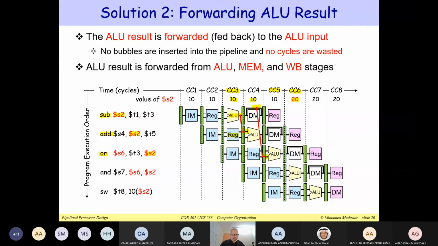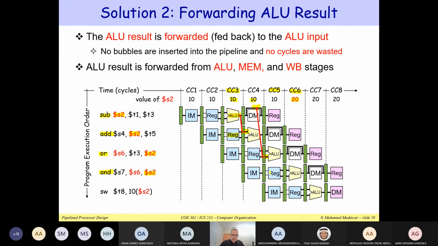Okay, we forwarded the ALU result back to the second input of the ALU, but now we forwarded from the memory stage into the ALU stage. And therefore we were able to execute without delaying. So we don't delay, we don't stall the pipeline. The same thing for this AND instruction. Notice that the AND also wants to read S2.